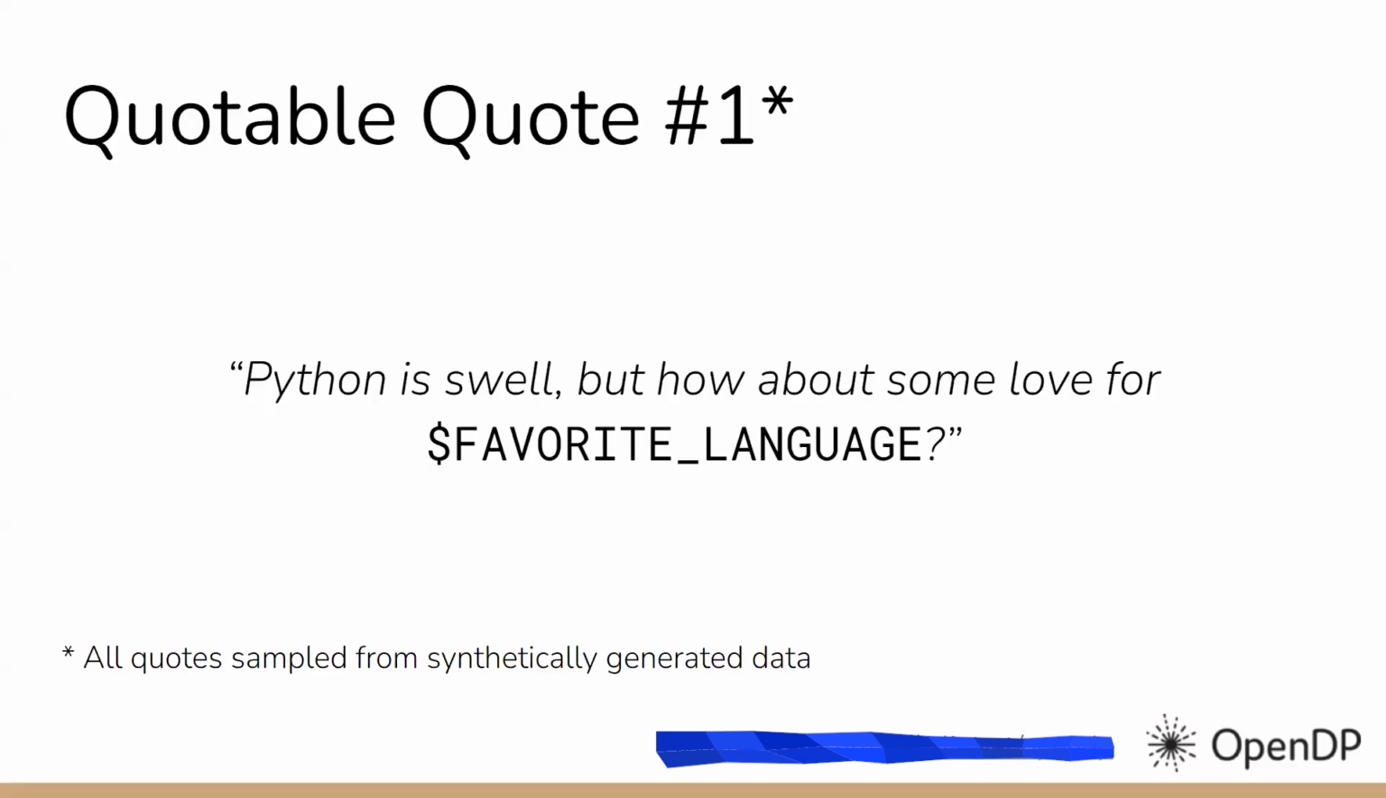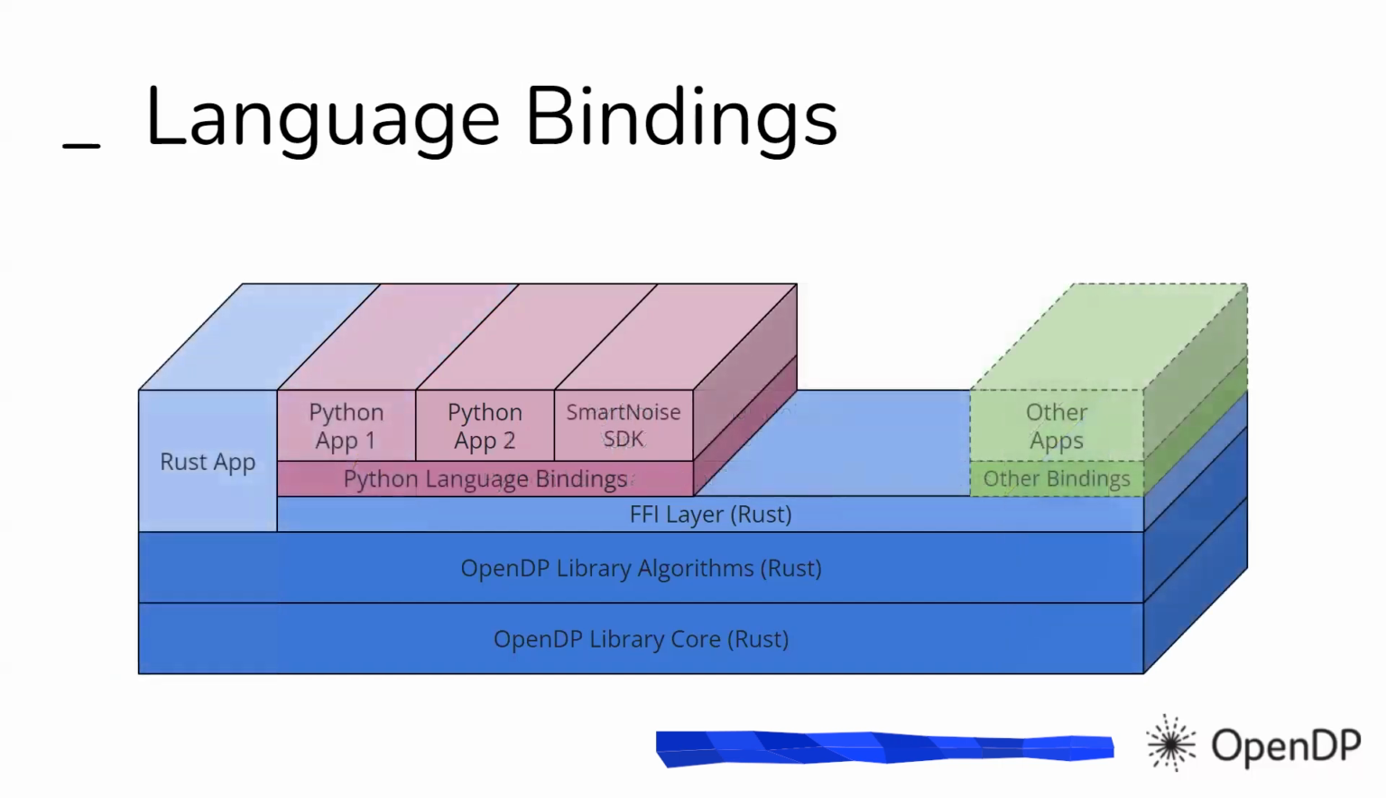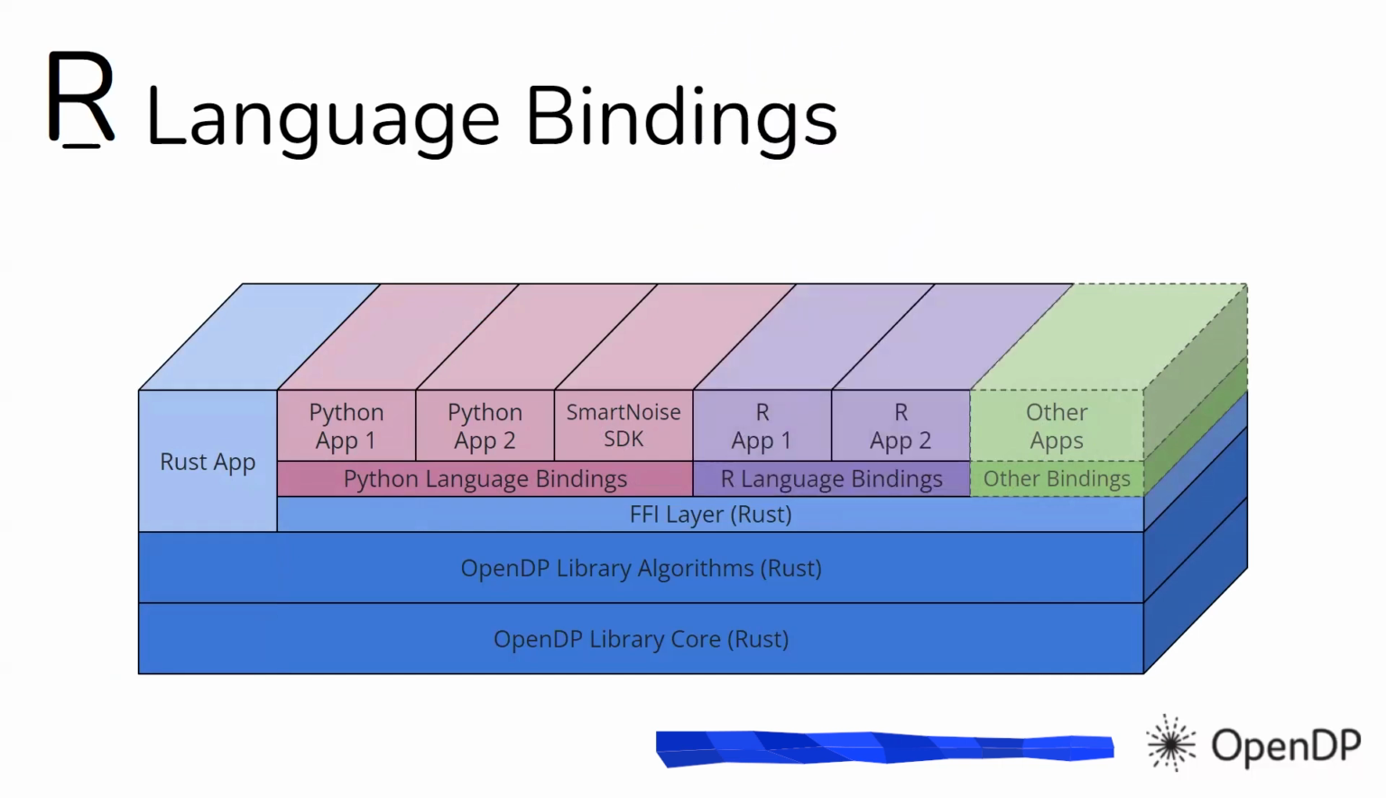First off, Python's great to use, but what about some other language? I don't use Python per se. I use Rust, or I use R. So we now support working with the OpenDP library from R. Drop those in there, and you can build other applications on top of that.